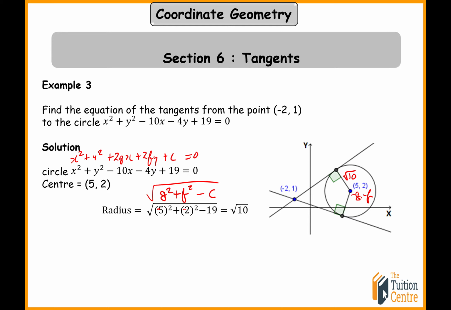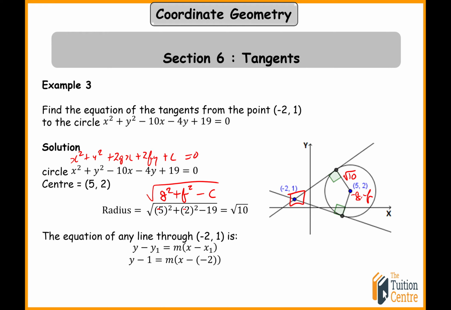So what do we do then? Well, we're going to do what we know. We're going to use the bit of information we have. The equation of any line through the point -2, 1 can be got by filling in the information we have. So y minus 1 is equal to m times x minus -2. y minus 1 is m times x plus 2. y minus 1 is equal to, multiplying the m through the bracket, mx plus 2m.